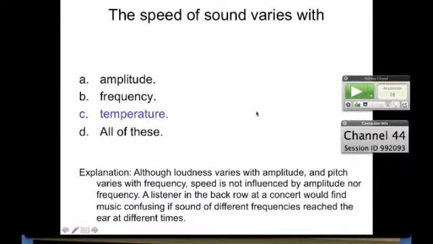Let me move these in case you're reading. What's it say? Although loudness varies with amplitude and pitch varies with frequency, speed is not influenced by either of those. A listener in the back row of a concert would find music confusing if sound of different frequencies reached their ear at different times. That's how I like to remember that one too. They're all playing a bunch of different notes at the same time, right? You hear them all at the same time. So frequency doesn't affect how fast it takes to get to you.